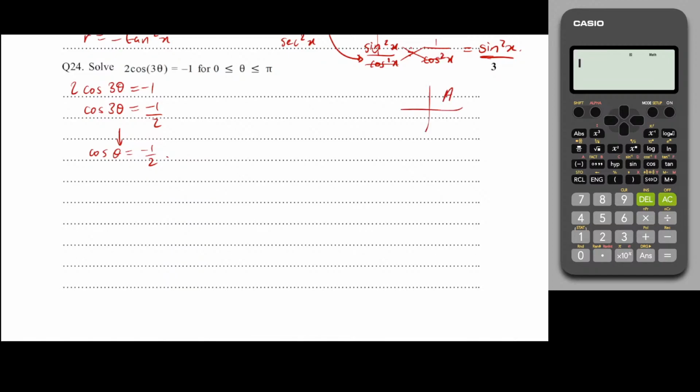So let's draw one of these guys. Okay, well, cos is negative in the second quadrant and in the third quadrant. Okay, but for our domain between 0 and pi, we only want the value that's in the first 2 quadrants. So it's at the point where it's in the second quadrant. Now, when is cosine equal to a half normally? Okay. Well, cosine is equal to a half at 60 degrees, or pi on 3.